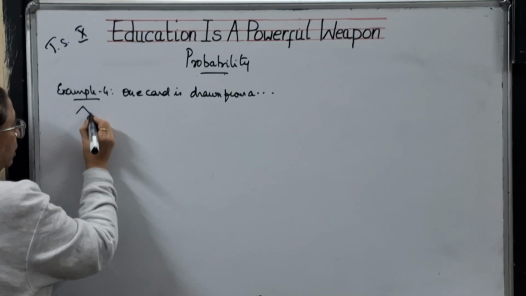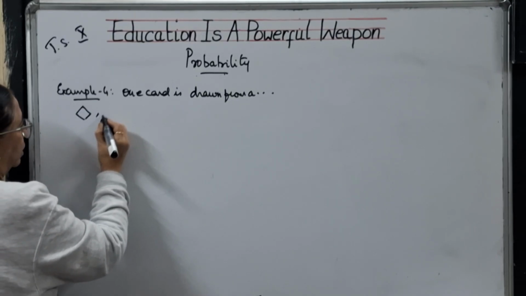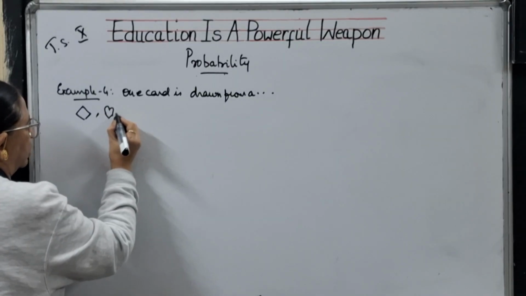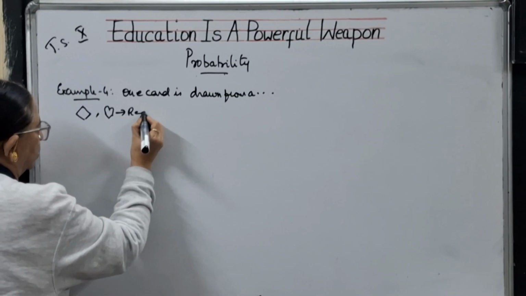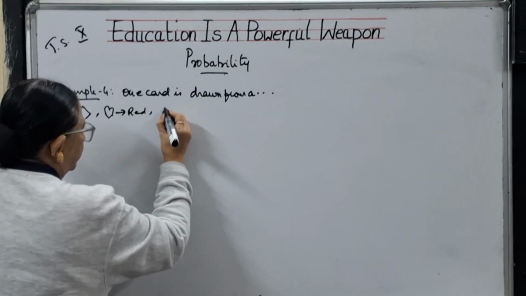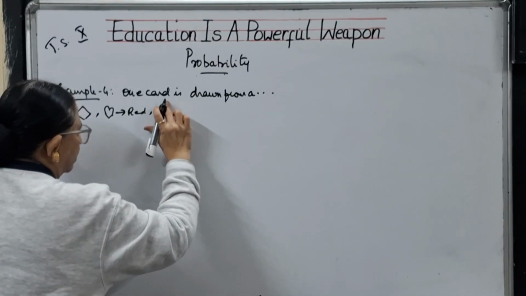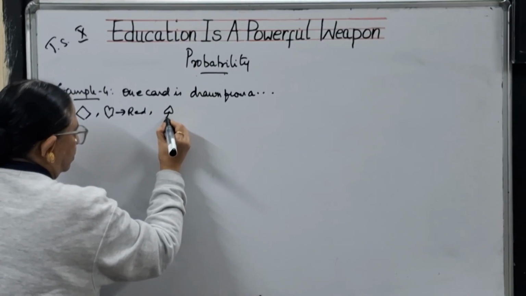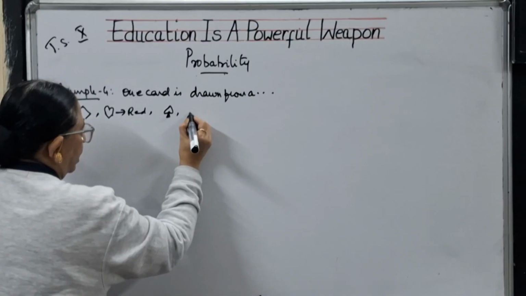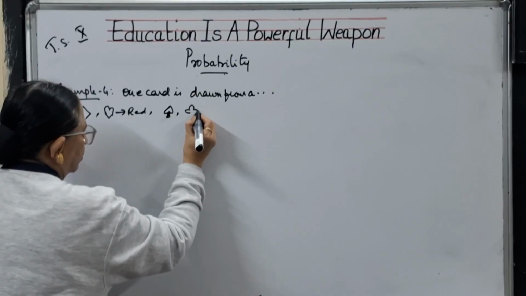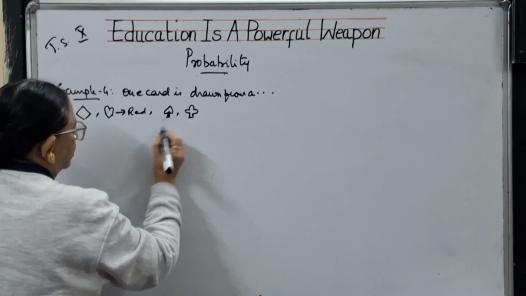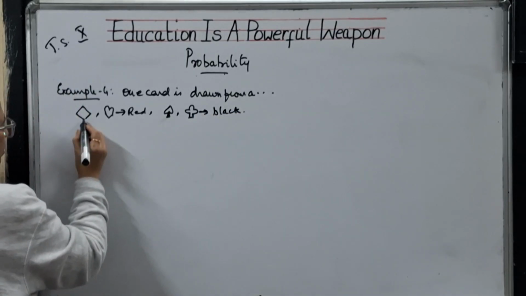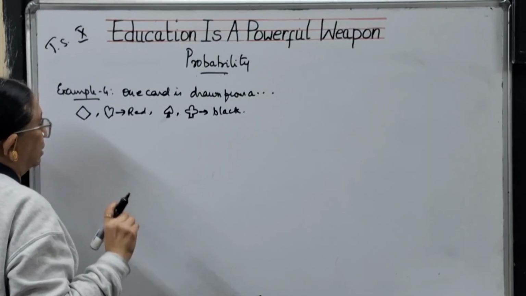When you take diamond and heart, these 2 shapes are red in color. And a spade, this is the shape of a spade, and a club, this is a club. These 2 are black in color. Each one has 13 cards.